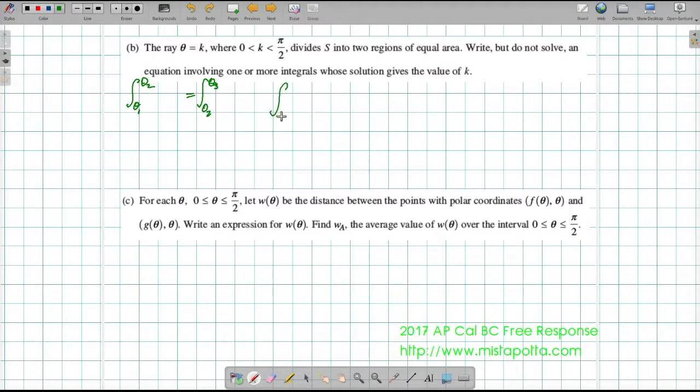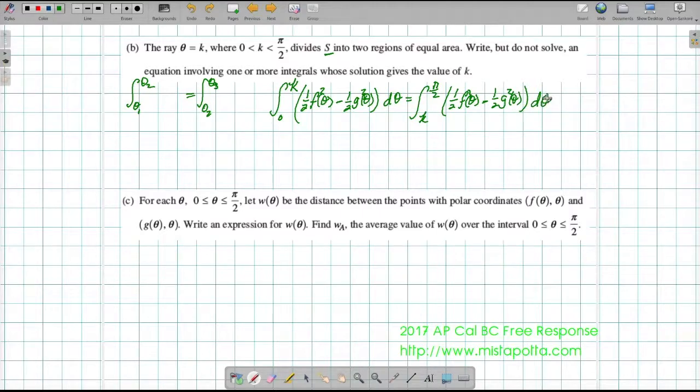So I'm going to be doing the integral from 0 to k of 1/2 f squared theta minus 1/2 g squared theta d theta. That's going to be the area for the first one, because remember they told us S is the area between f of theta and g of theta. And to be honest, the order doesn't matter here as long as I stay consistent. So the integral from k to pi over 2 of 1/2 f squared theta minus 1/2 g squared theta.